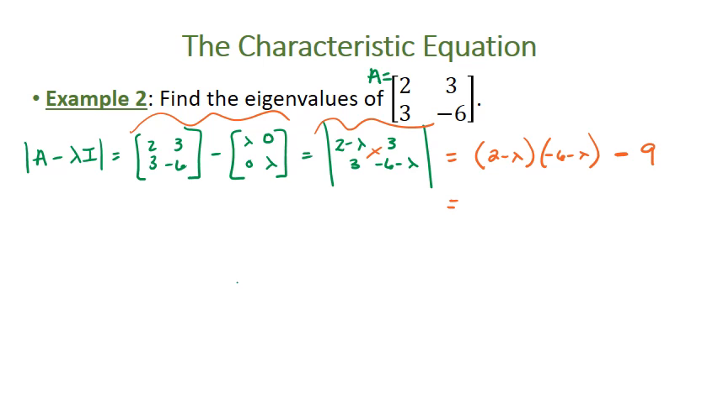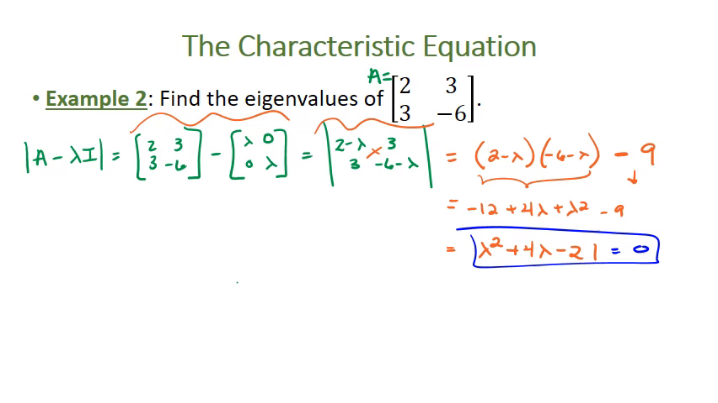Okay, so as I continue, I'm going to FOIL this. When I FOIL that, I get -12 plus 4 lambda plus lambda squared minus this 9 here. So standard form and my characteristic equation become lambda squared plus 4 lambda minus 21. That's my characteristic polynomial. When I set this equal to 0, this is my characteristic equation.